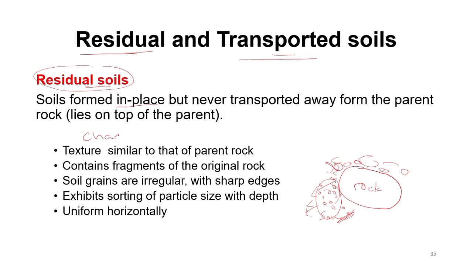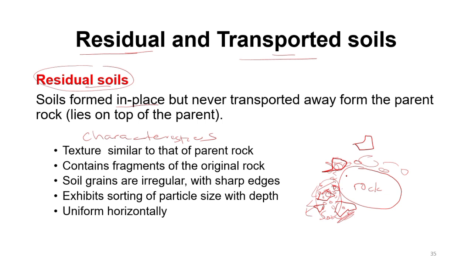What are the characteristics of the soil? On what basis will you determine that a soil is a residual soil? What are the characteristics of a soil termed residual soil? So soil grains are irregular with sharp edges. The soils being formed here are irregular and they have sharp edges.